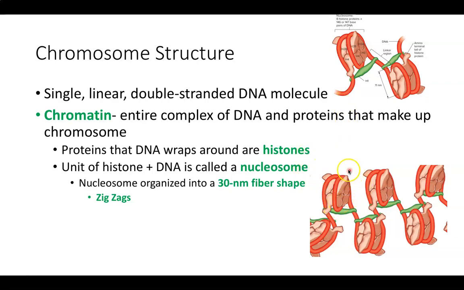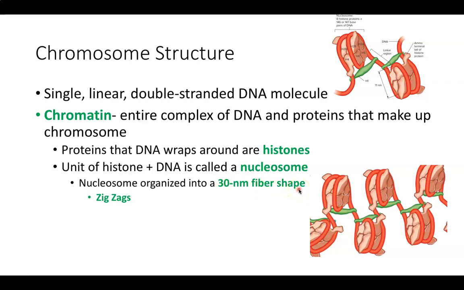When we're talking about one single unit of DNA and histones together, that is called a nucleosome. So in the image here, of course, the red line is your DNA. This pink protein is your histone, but one unit of them together is called a nucleosome. And when our nucleosomes are organized, they're organized in this zigzag shape. You can see it really well here. It kind of goes up, down, up, down, up, down.